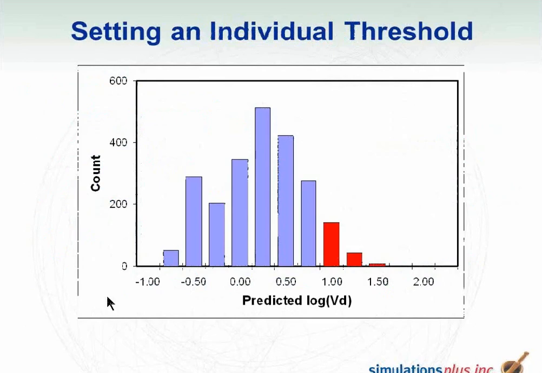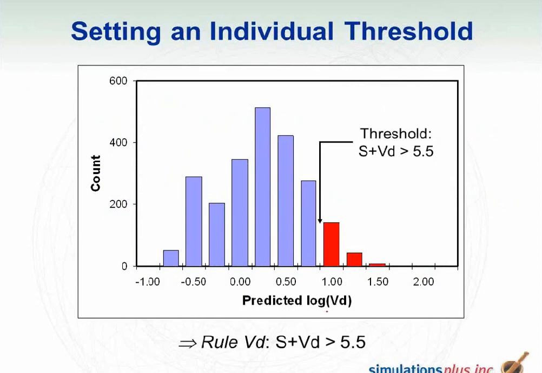So this slide illustrates how we would set an individual threshold. We took the subset of the World Drug Index, calculated its values, and you see the distribution graphed here, and then we set a threshold such that 90% of the compounds, as illustrated by these blue bars, would pass that threshold. And what it ends up is the S plus volume of distribution ends up being greater than 5.5. So if a molecule's volume of distribution is predicted to be 10, then there would be a flag set for volume of distribution and would be given a code of VD.